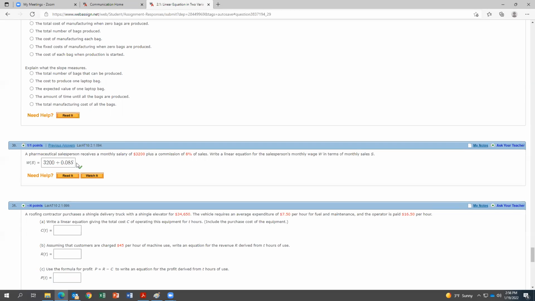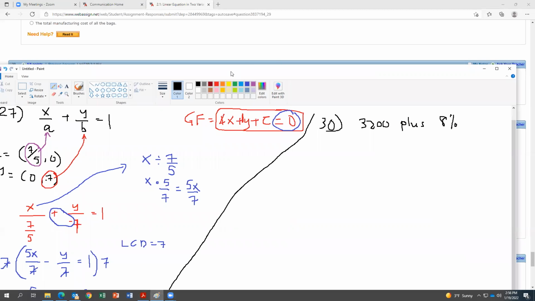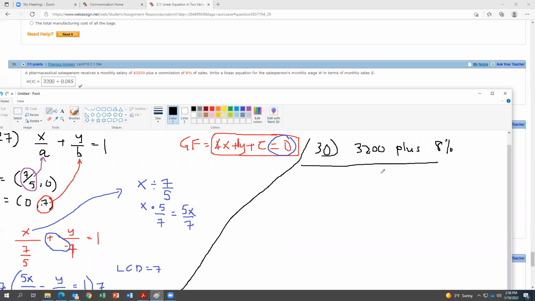The only thing I want to point out here, class, is make sure you use capital S, not the lowercase s, because the question asks us to use capital S here. This is where the students get mistakes. So question 30 is pretty straightforward. Question 30 is mostly very straightforward types of questions.